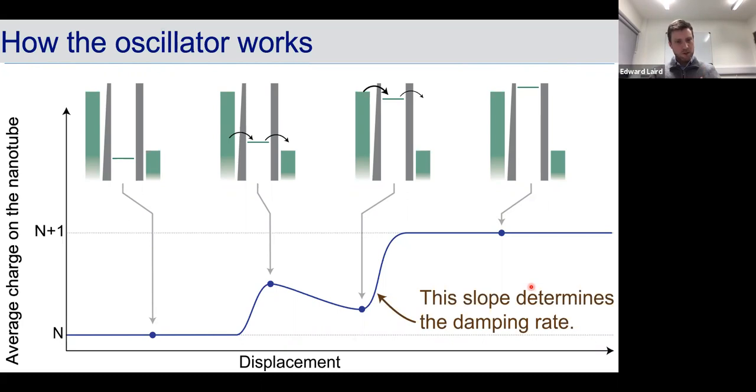The phase difference between those two tells us whether the damping is positive or negative. If you work this out carefully, then you can see that the sign of the damping depends on the slope of the charge versus displacement. If you can arrange things so that the slope becomes negative, which is a little bit non-intuitive, but can happen, then the damping becomes negative as well, and that means that you have an oscillator. So it's a result of the feedback between the charging and the motion.